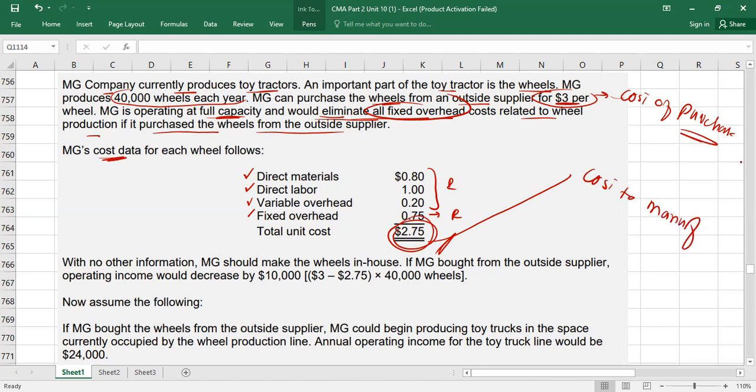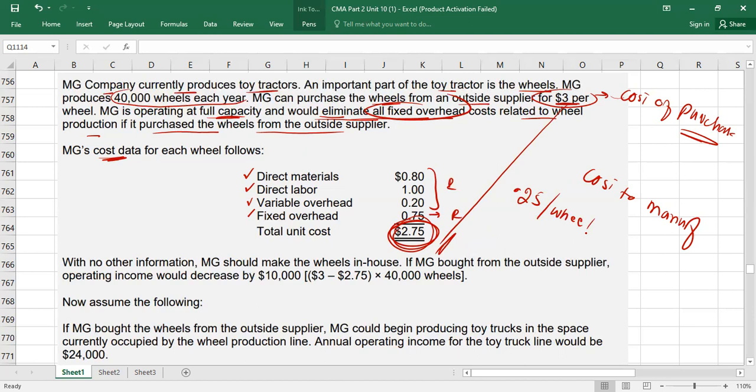But cost to purchase is $3. So obviously, which option is better? This option is better. You should make the product in house. And how much money can you save? Obviously, if you compare these two values, you can save, guys, 0.25 per wheel.